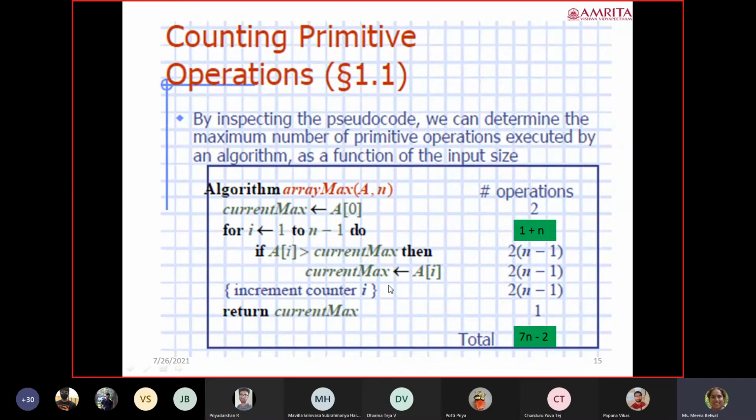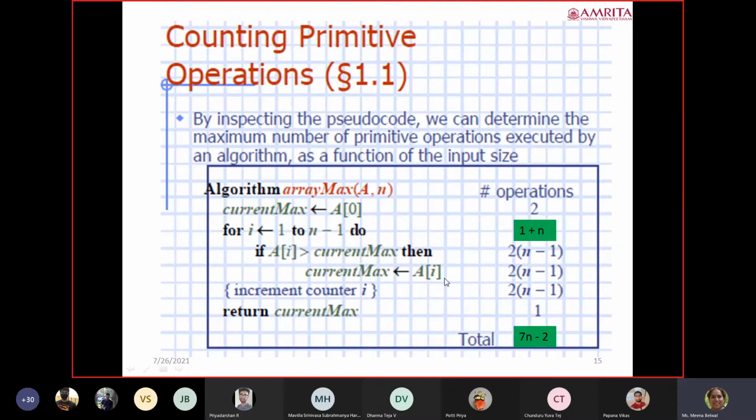Now, this line executes every time when your array, right? If the array is given in the increasing order, then every time this line is going to be executed. Every time this line will have to do one operation, that A[i] will replace the current max. Okay, so this is the worst case scenario, 7n minus 2.